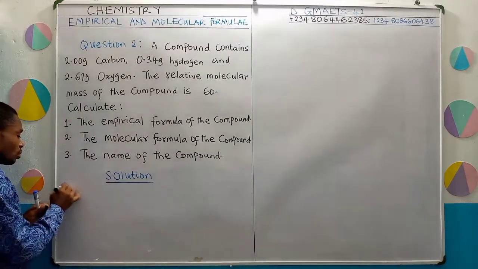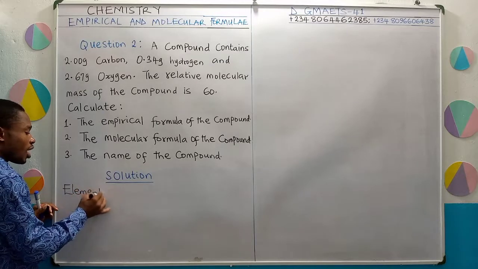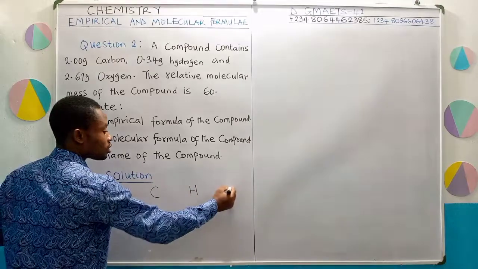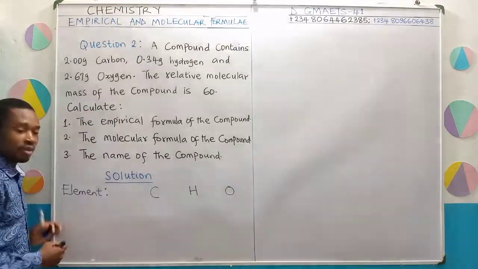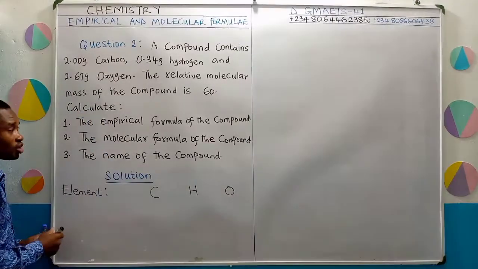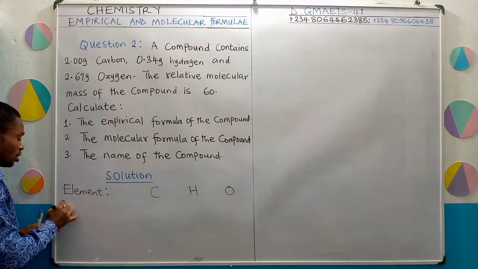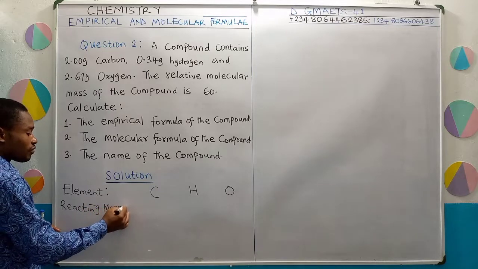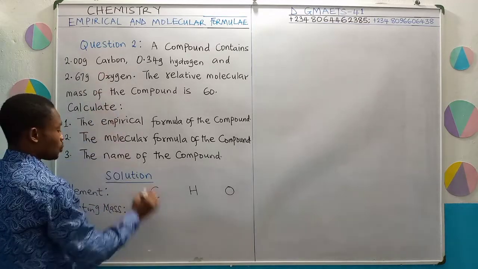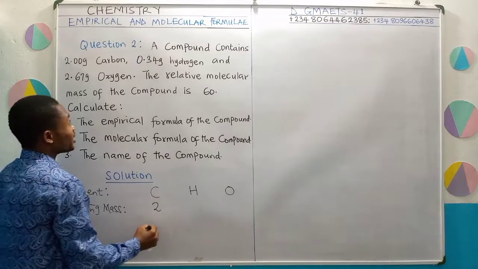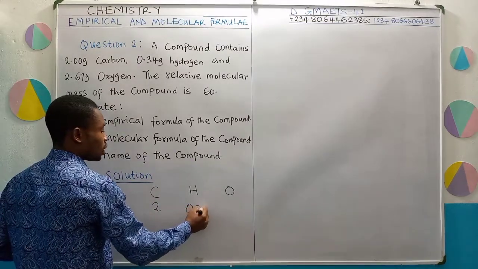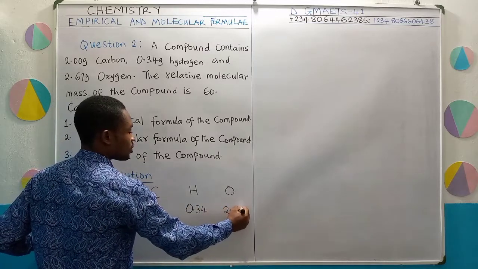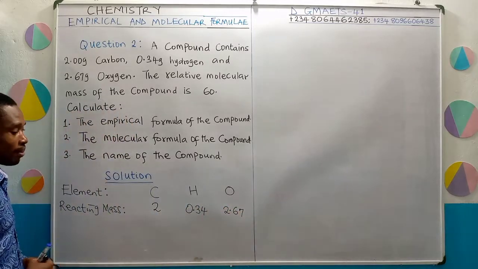Remember, the first thing you do is to bring out the elements. So we have the elements, and the elements are carbon, hydrogen, and oxygen. And then we will proceed to look at the reacting masses given to us. So from the question, the reacting mass of carbon is 2, so I'm going to put 2 here. That of hydrogen is 0.34, and oxygen is 2.67. These are the reacting masses.